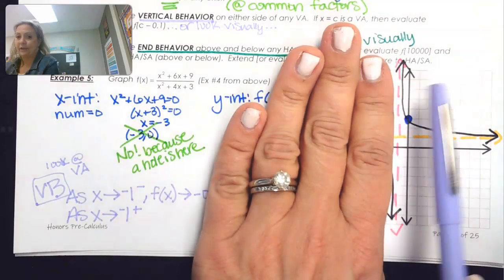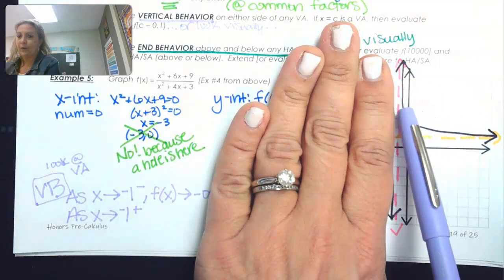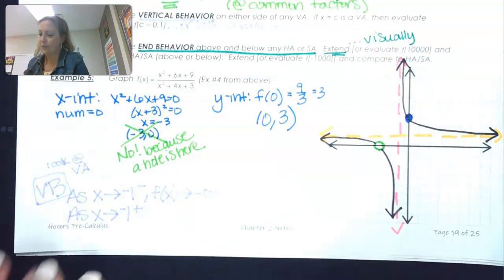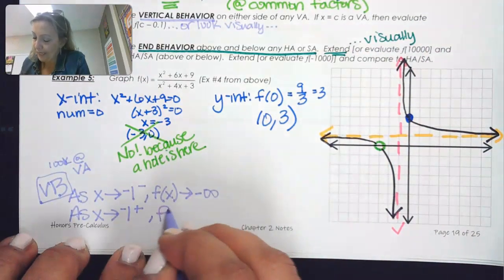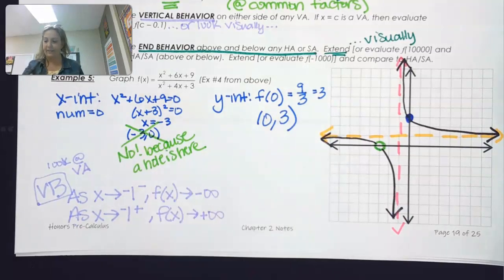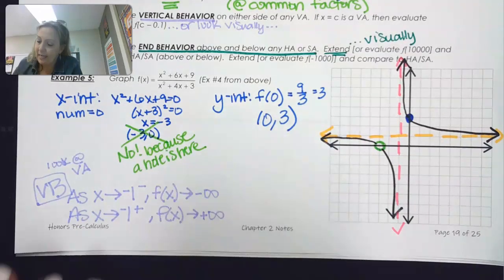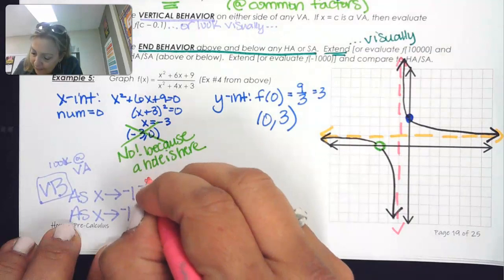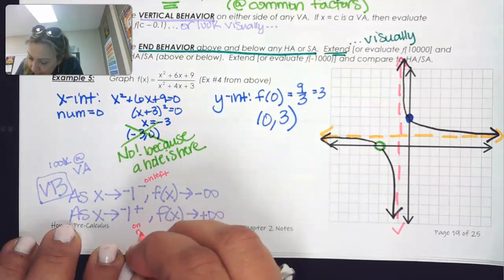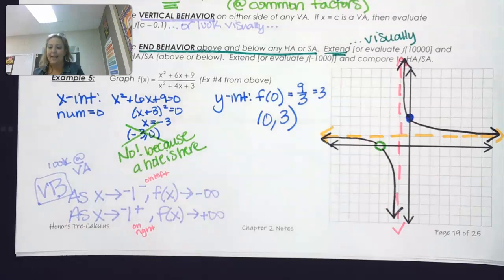What's happening on the right? On the right of the asymptote, the function's going up. So on the right, f of x is approaching positive infinity. Again, this is what's happening on the left, and this is what's happening on the right. And that's what your vertical behavior statement is going to look like.